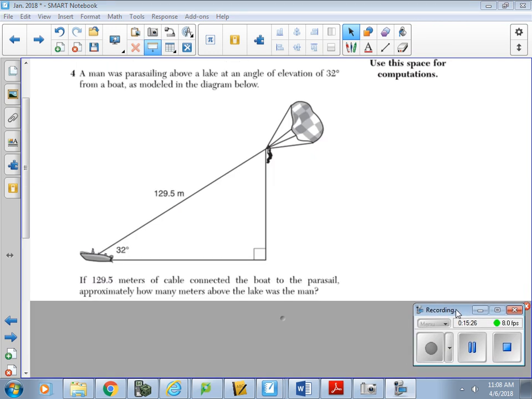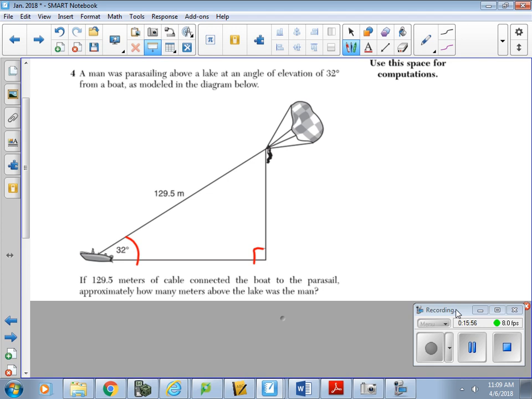All right, let's look at problem number 4. It says a man was parasailing above a lake at an angle of elevation of 32 degrees. They marked that for you, that's nice. From a boat, as modeled in the diagram below. You should also notice that we have a right angle, so that's our right triangle. You should maybe be thinking Pythagorean theorem or trigonometry, depending on when you're watching this video.